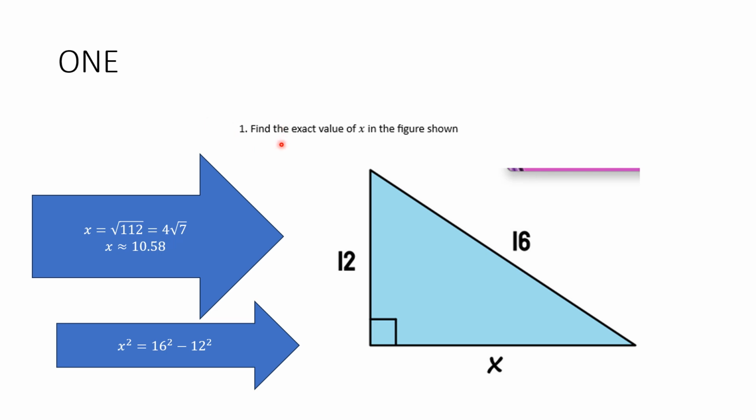Problem number 1, I ask you to find the exact value of x in the figure. We know from the Pythagorean theorem that x squared is equal to 16 squared, the hypotenuse, minus the other leg, so that is 16 squared minus 12 squared. If you substitute those numbers in, you'll get 112, and x would be the principal square root of 112. Now that is the exact value, and that's really what I was looking for, but most of you plugged that into a calculator and approximated it as 10.58. I counted either one correct.